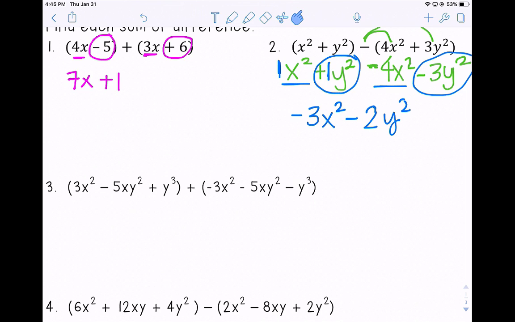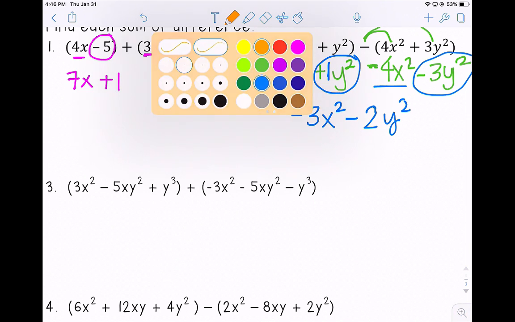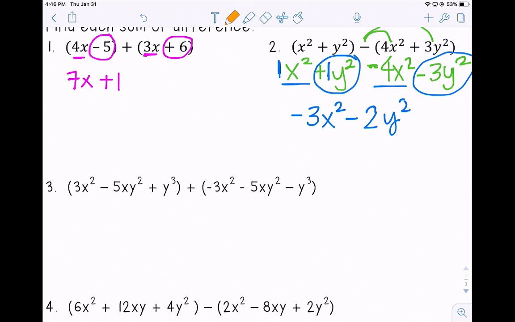So just a few more examples similar to that. Now we have a trinomial and we're adding another trinomial. Just gets a little bit longer, but the steps are basically the same. So we have 3x squared plus negative 3x squared. Because we're adding, I don't really need to distribute a positive. It doesn't change anything.